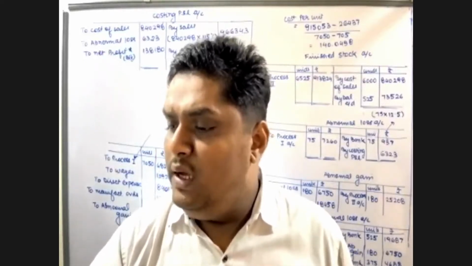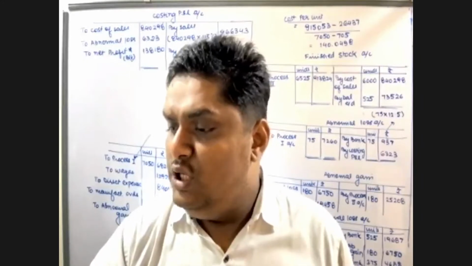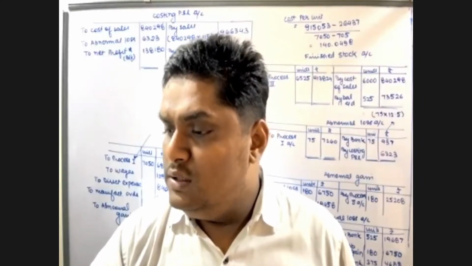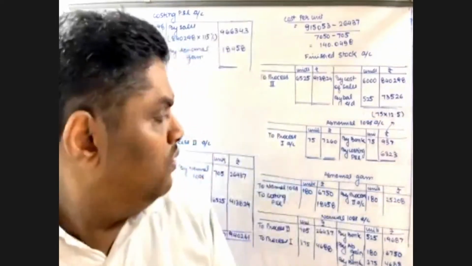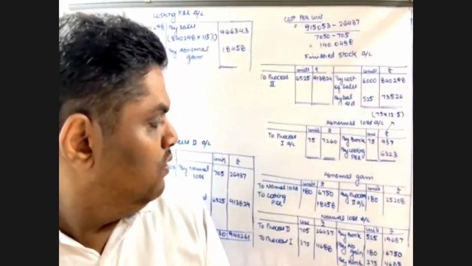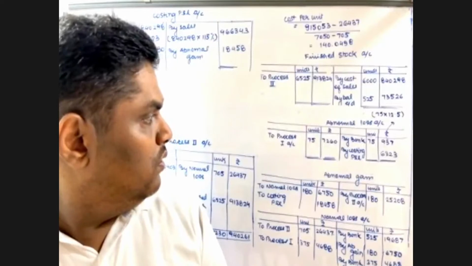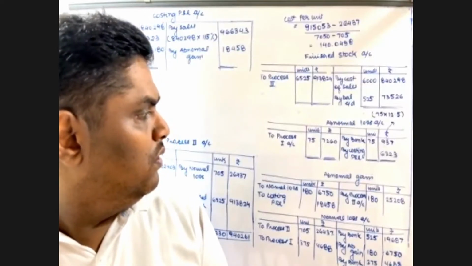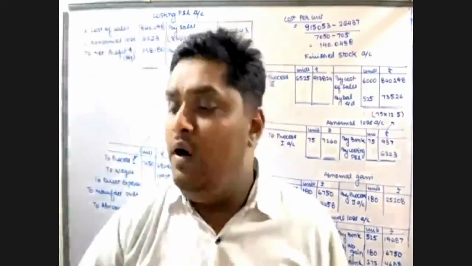Yes, it's up to you, Bhumika. Very good morning, Sushil Kumar. Sir, abnormal loss is 6322. Yeah, there is rounding of difference.